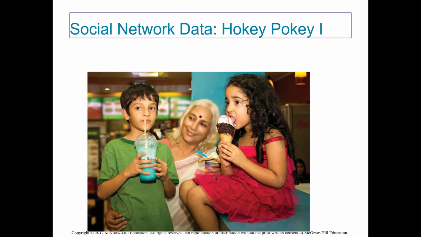Okay, this is an example I've talked about in one of my marketing classes. I thought this was quite interesting because it's an example of quite advanced social network marketing, but in a developing nation. This was an Indian ice cream chain called Hokey Pokey, which allowed users to test and create their own custom ice cream flavors.